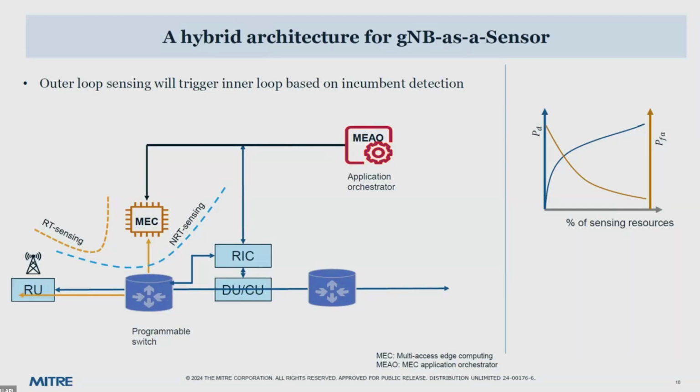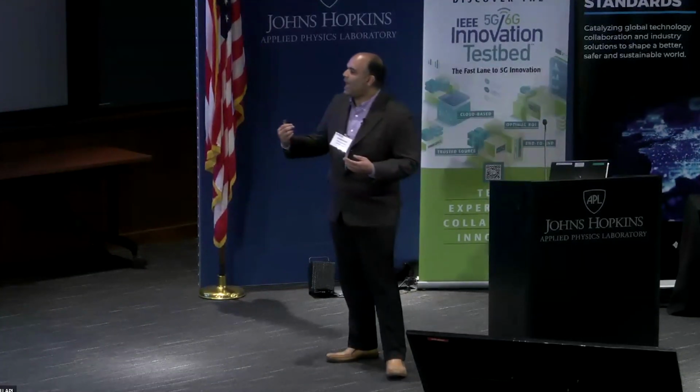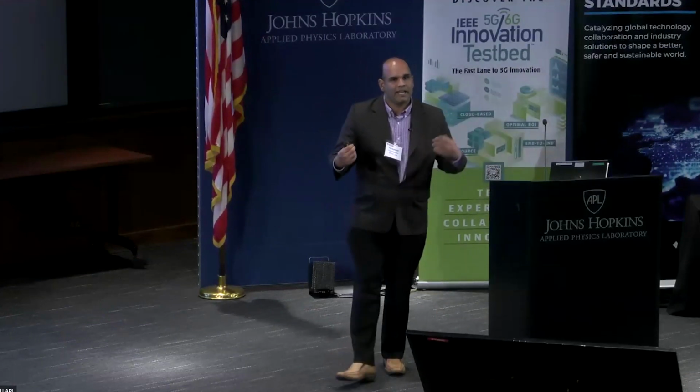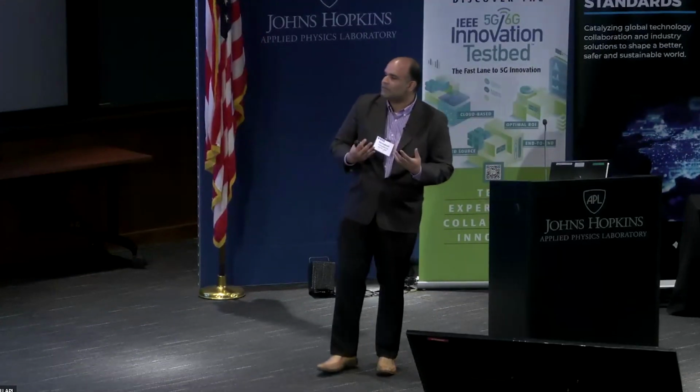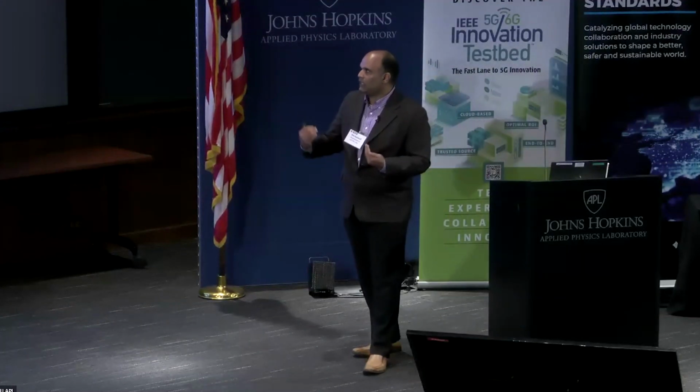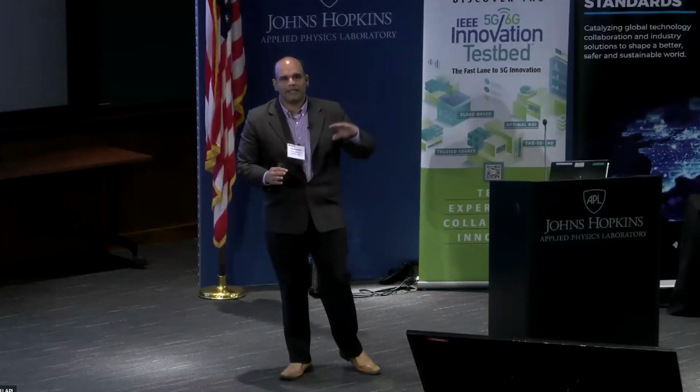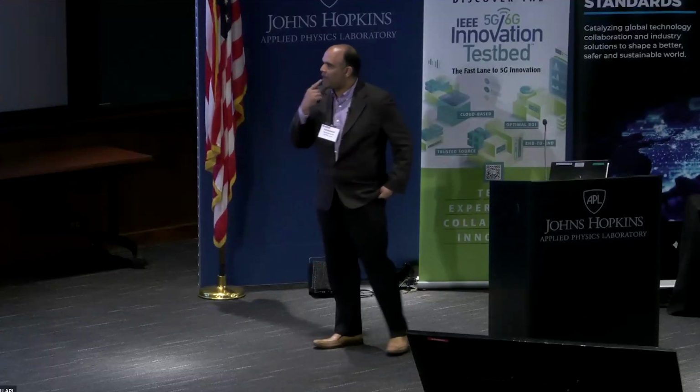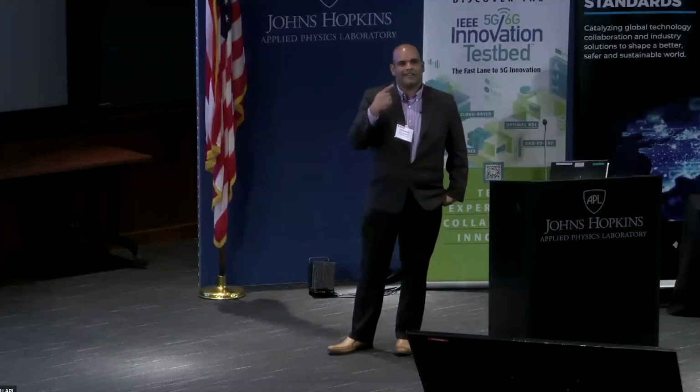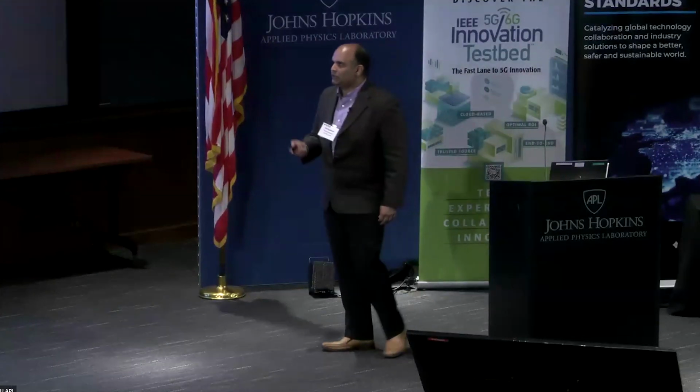So what could be done is that you could have two different activities happening at the same time, with the first activity triggering the second one when there is a detection of the incumbent. Okay, so these are two systems happening simultaneously, but the second loop, or the real-time system, only happens when the first system triggers it. So because of this adaptive nature, you will be able to save a lot of resources, and you will be able to do this only when there is an actual presence of an incumbent.